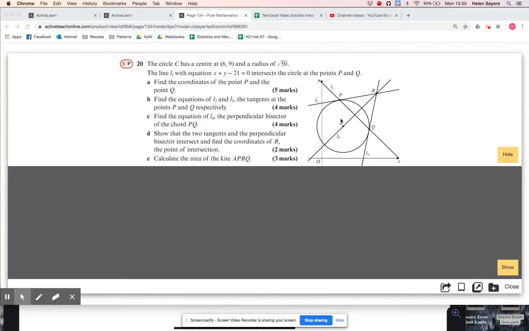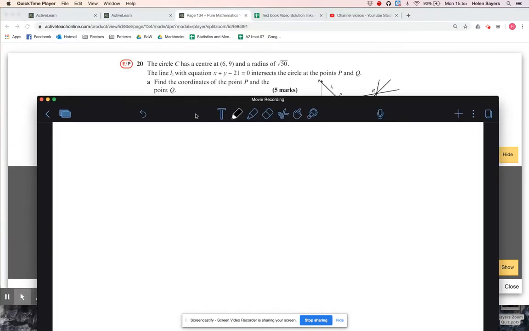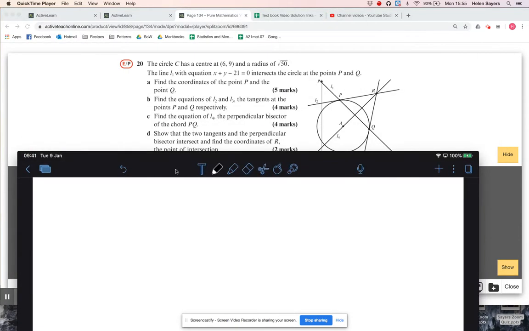Okay, so we've got a circle. We're told its centre and we're told its radius, so we can get the full equation of the circle if we need it. We've got line 1, which is this one here, and we're given the equation of that, and we need to find... Okay, so not such a bad start. So we won't look at the rest of it to start with. We'll just take it in bite-sized chunks. So A is finding basically where this line intersects the circle.